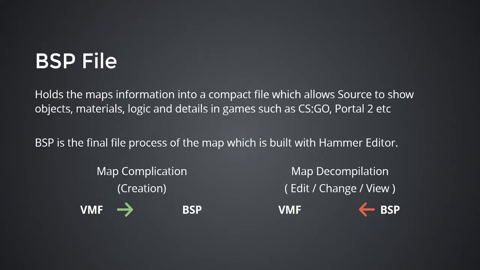BSP is the final file of the map which is built with the Hammer editor. So for us to create the map to play it, we have to convert it from a VMF to a BSP. If you want to see the map, see the objects, what we need to do is map decompilation, which is from a BSP back to a VMF. That's only if you want to see the map or see the files in their entirety. But we don't really need to do that because we want to append the items and not view it, if you know what I mean.